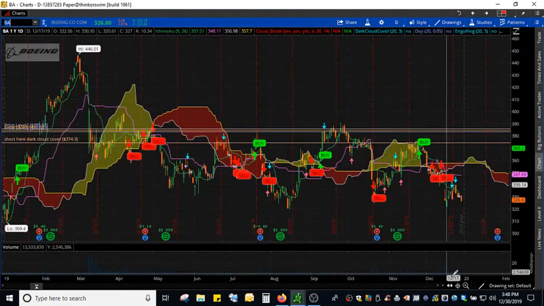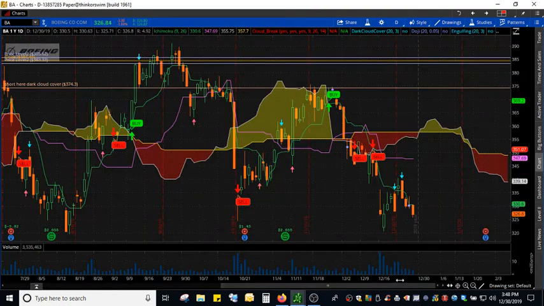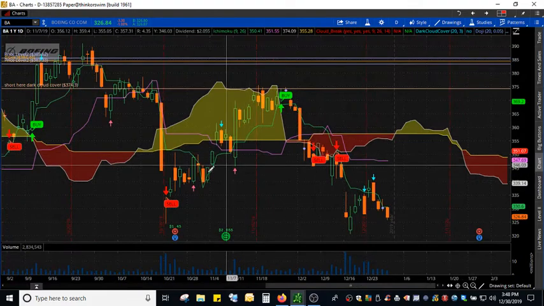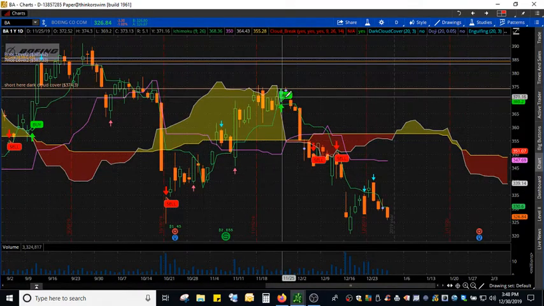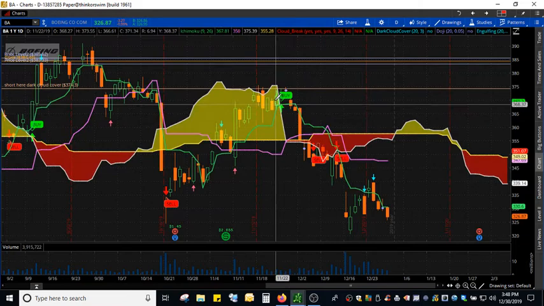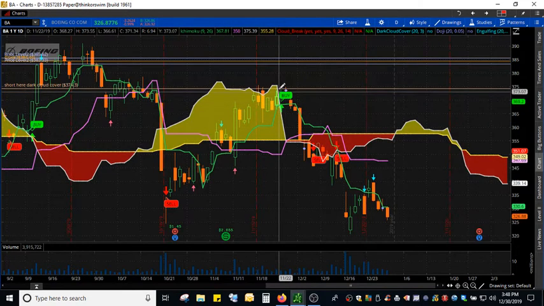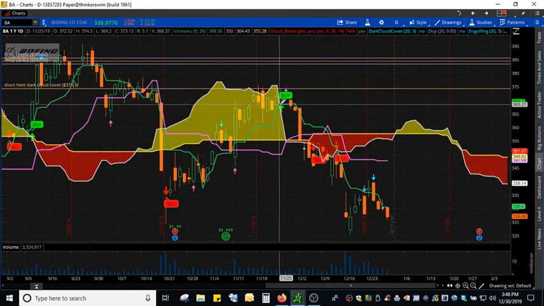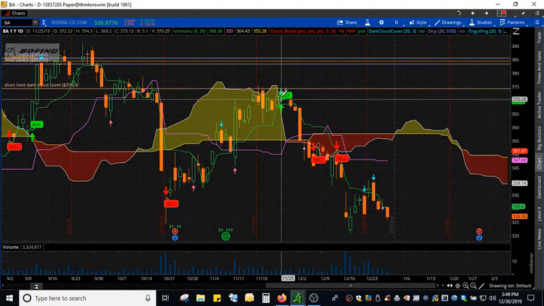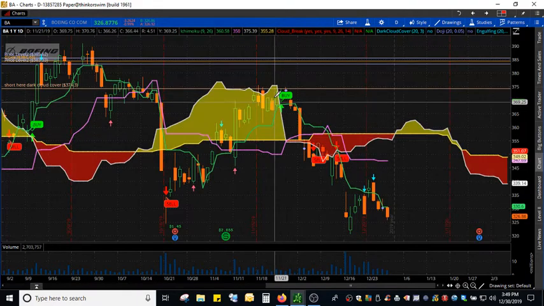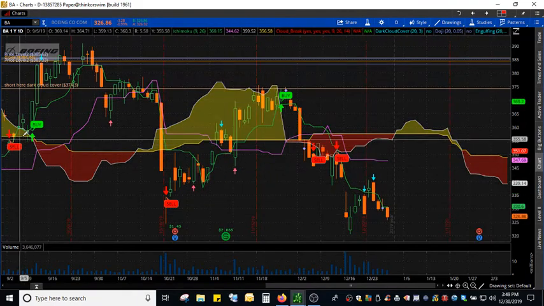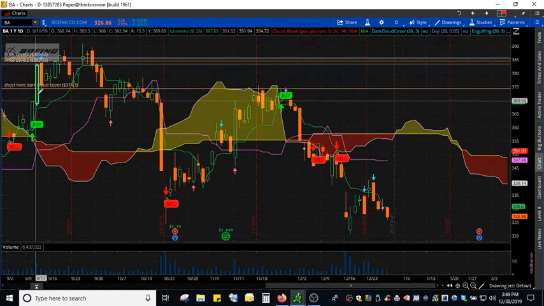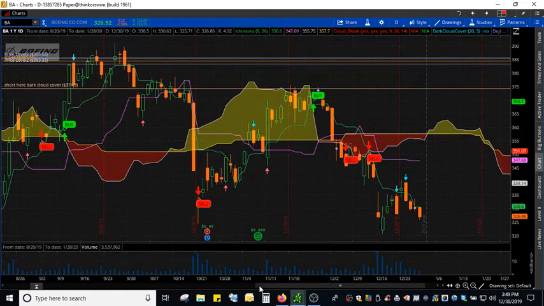Boeing, not so pretty on Boeing. You would have got stopped out. You know, maybe you enter, let's say you enter here. Look what would happen. I don't like entering on cloud breaks when the cloud is pointing down, and that's what this is. You broke out of the cloud, but guess what? The cloud is pointing down, turning into a red cloud, so I wouldn't have entered there. Same with this one. Even though you could have made a little bit of money there, I don't like that.